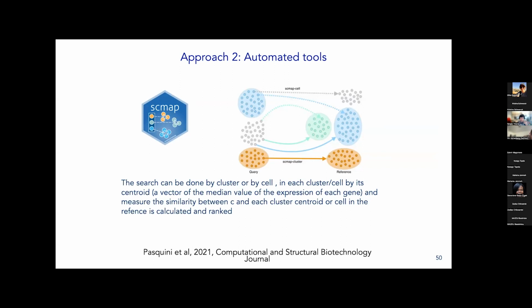So for correlation ones, there are multiple of those. SingleCellNet is one of those. And basically, as I mentioned here, you have your query, which will be your sample.